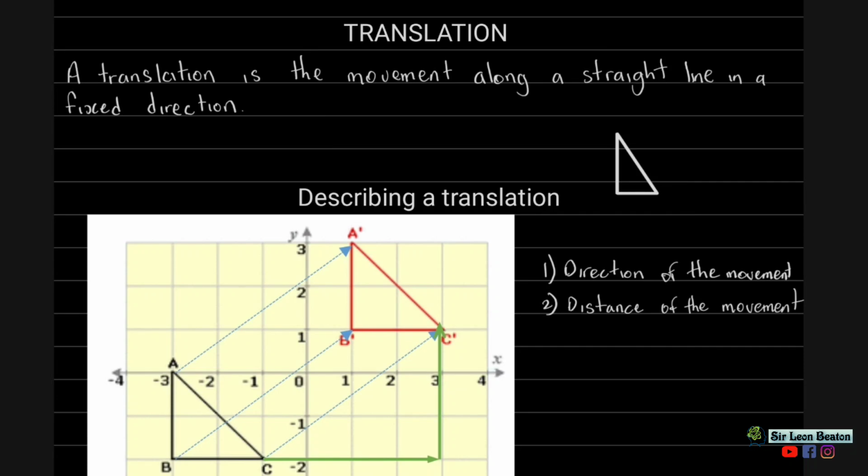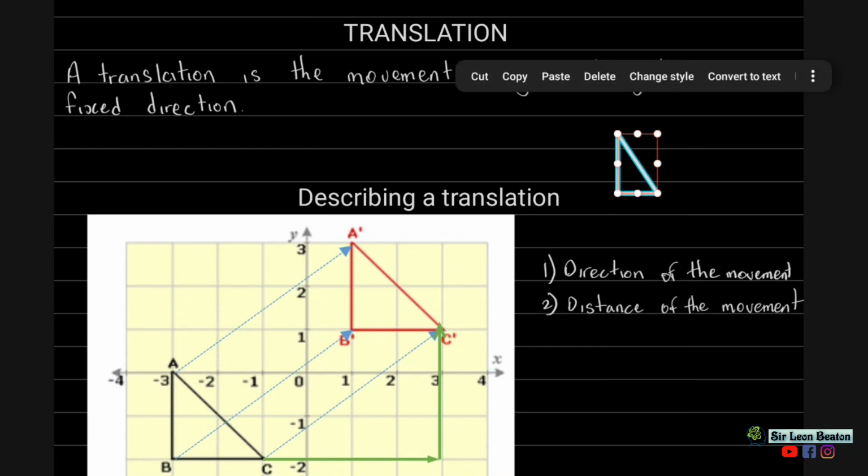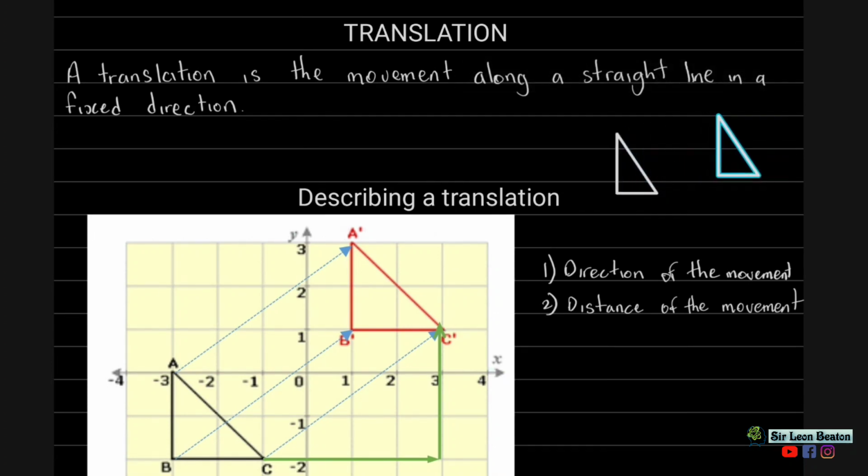In this one, the object is just moving along a straight line. For example, we have this triangle here, and if you want to perform a translation, this triangle will move from this position and just shift along a straight line. It will not change in size or rotate. It will just shift on a straight line. So what we want to look at now is how do we describe this movement, which is translation.